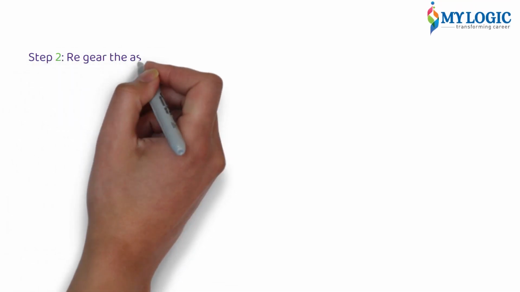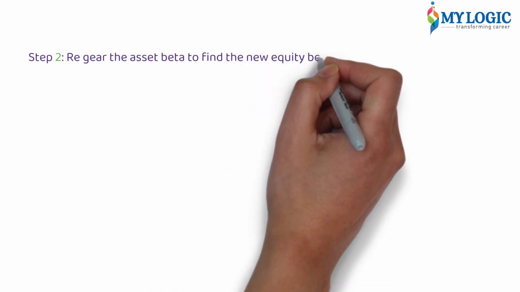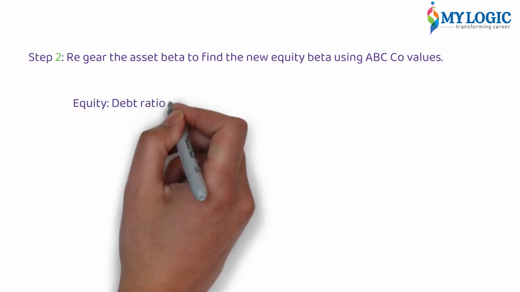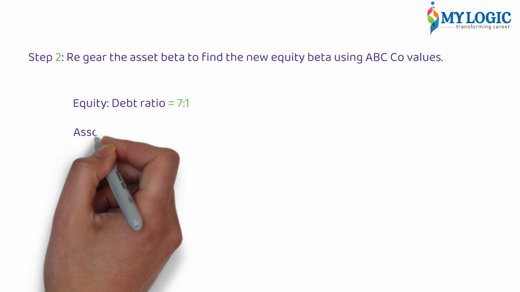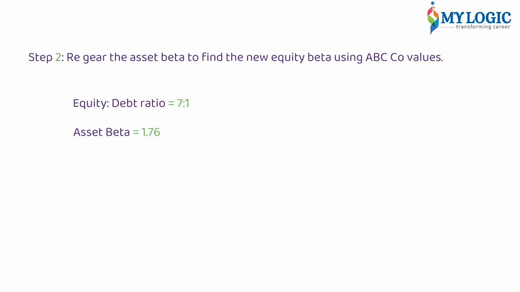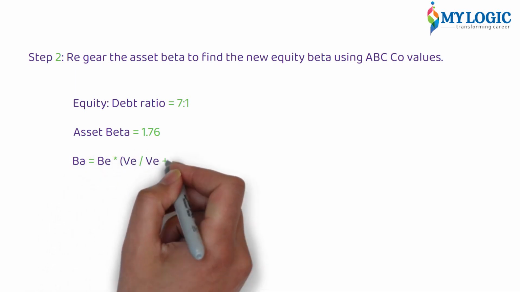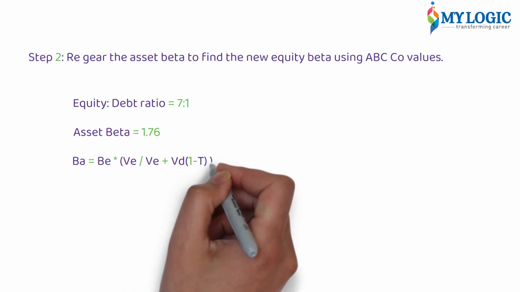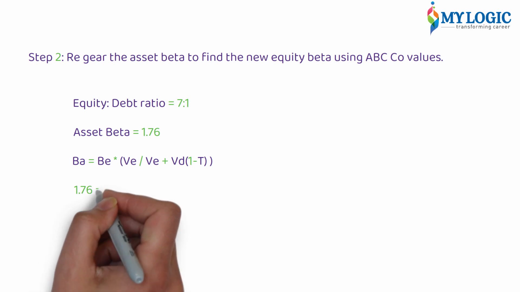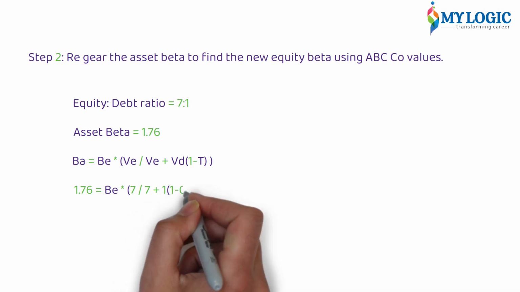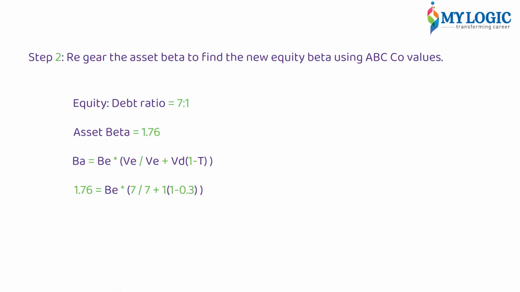Step 2. Re-gear the asset beta to find the new equity beta using ABC Company's values. Equity debt ratio is equal to 7:1. Asset beta is equal to 1.76. Beta A is equal to beta E multiplied by VE divided by VE plus VD multiplied by 1 minus T. 1.76 is equal to beta E multiplied by 7 divided by 7 plus 1 multiplied by 1 minus 0.3. Beta E is equal to 1.93.